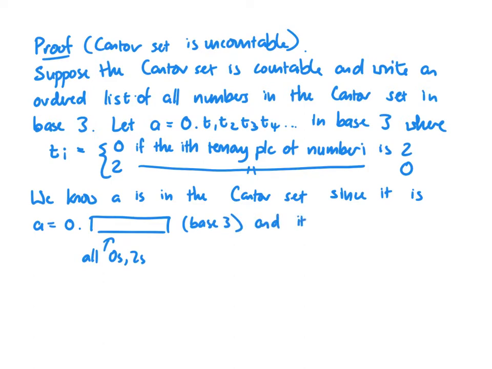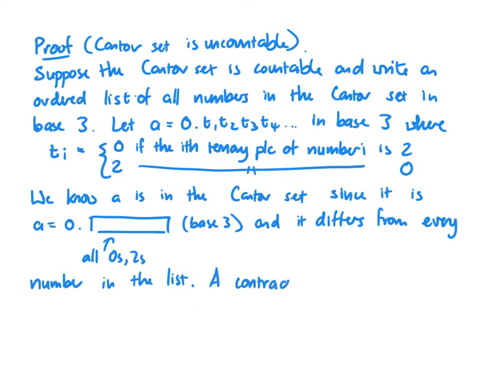And it differs from every number in the list. So it's a number in the Cantor set that's not on the list. This is a contradiction. And so the Cantor set must be uncountable.